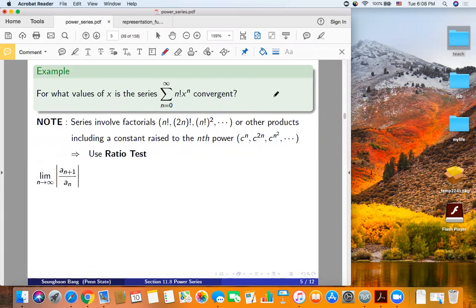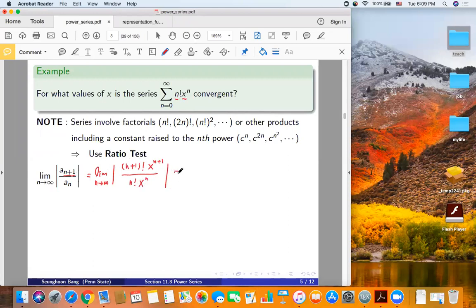So what's the ratio test? The limit of the absolute value of a sub n plus 1 over a sub n. So how can you solve? This is the same as the limit as n approaches infinity. What's a sub n plus 1? You plug n plus 1 into this n. So we have the absolute value of n plus 1 factorial x to the power n plus 1 over n factorial times x to the n.